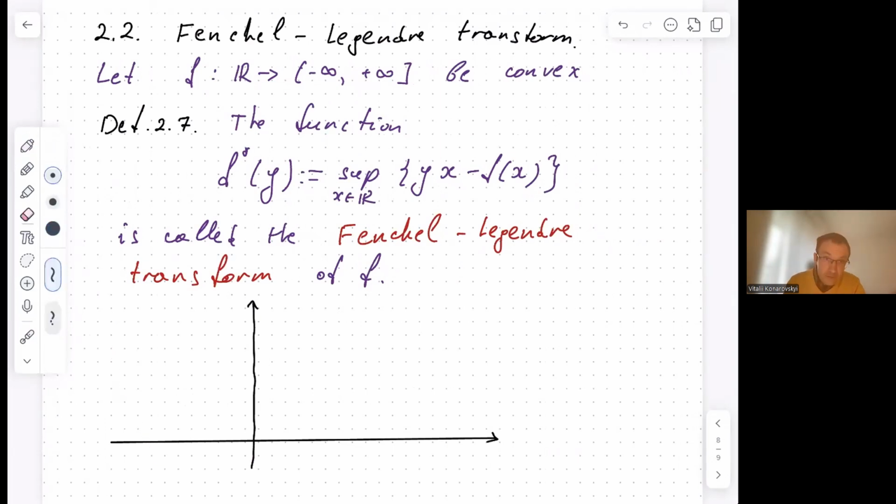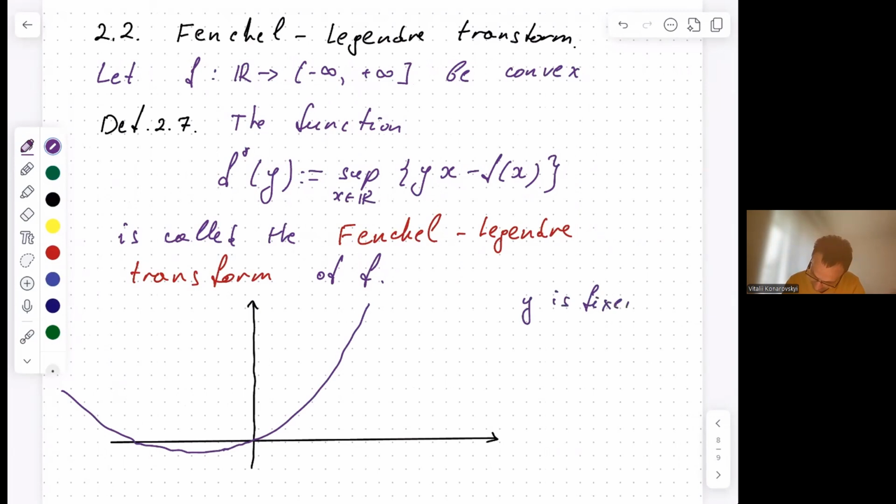Something like, I don't know, maybe like that, okay? You want to have some convex function, and then you take a line, or linear function, yx. Here y is fixed. And you take a line. That line has the slope y, that is xy. Here is x.